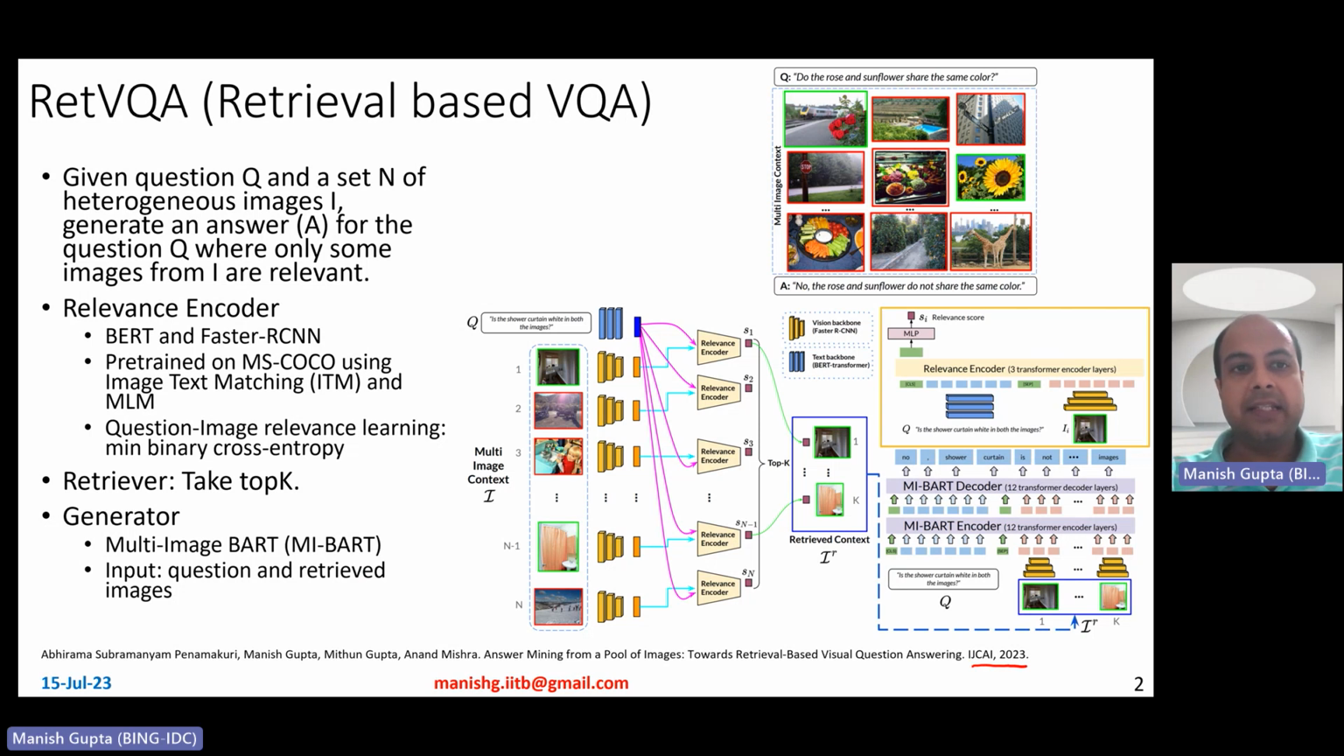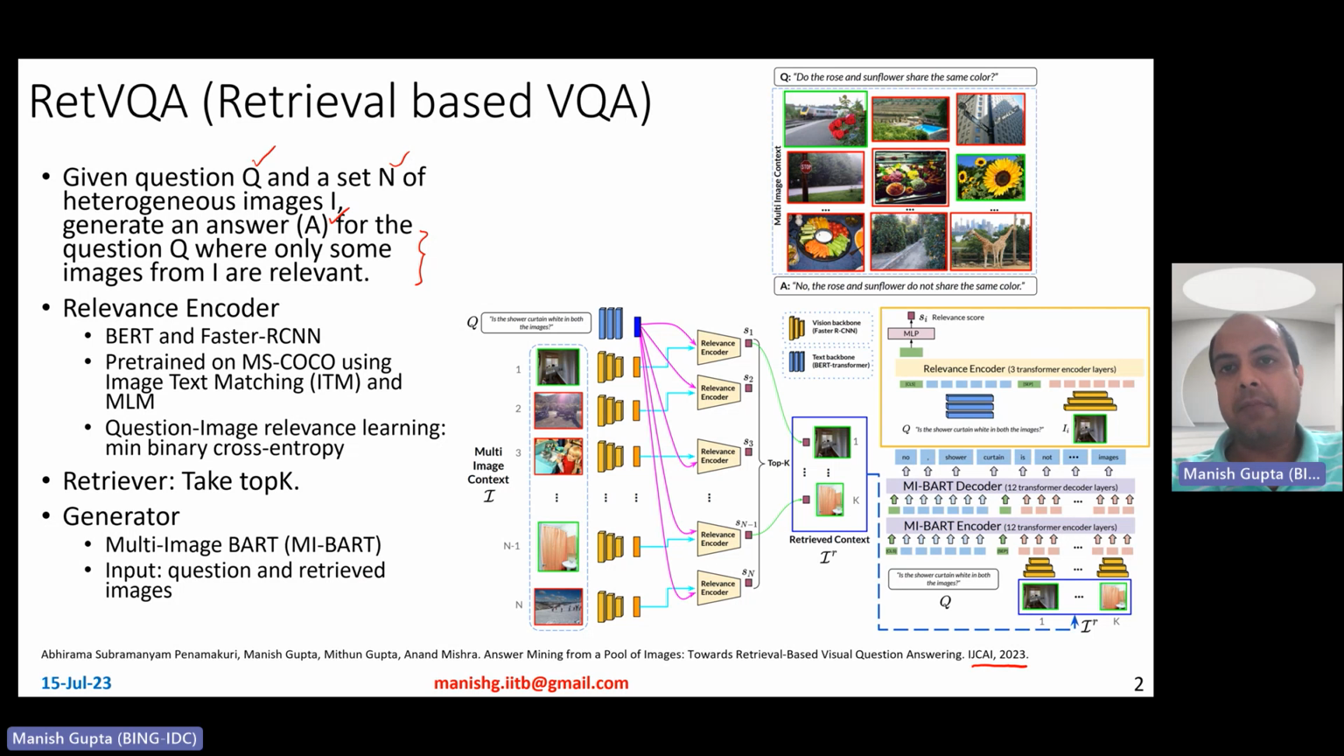So here the idea is that you have a question, but rather than having one image, you actually have a set of n different images. In fact, you have a large image collection. Right? And then the idea is that the system must come up with or generate an answer A, but then it must figure out which of those images from the large collection it can leverage.